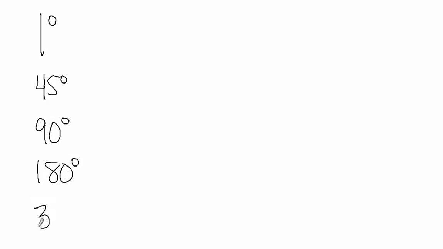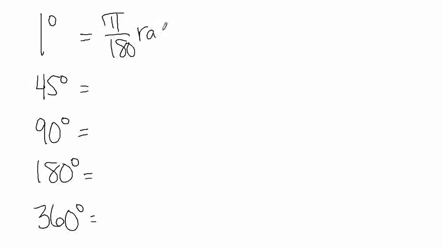Let me list some angle measurements in degrees and show you the equivalent angle measurement in radians. How about we'll do 1 degree, 45 degrees, 90 degrees, 180 degrees, and 360 degrees. So 1 degree is equal to pi over 180 radians. Radians are typically denoted by the abbreviation RAD.